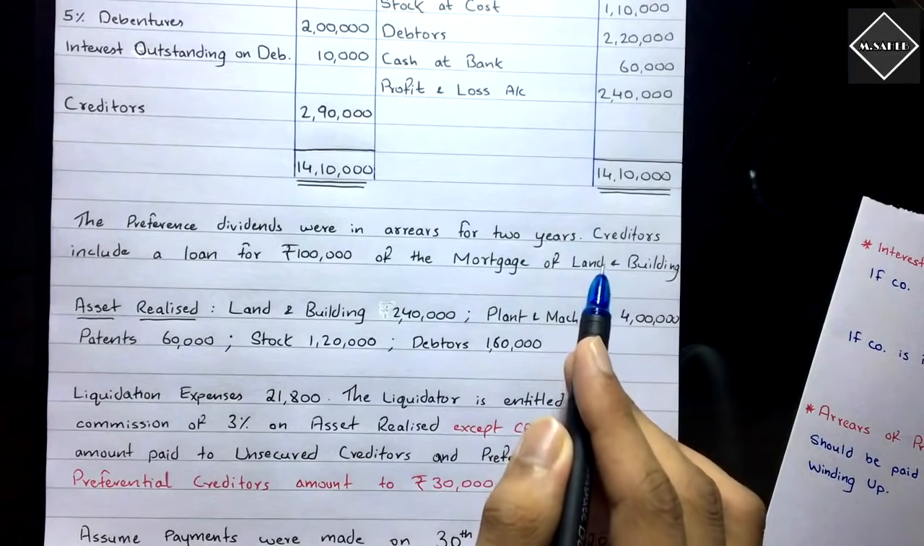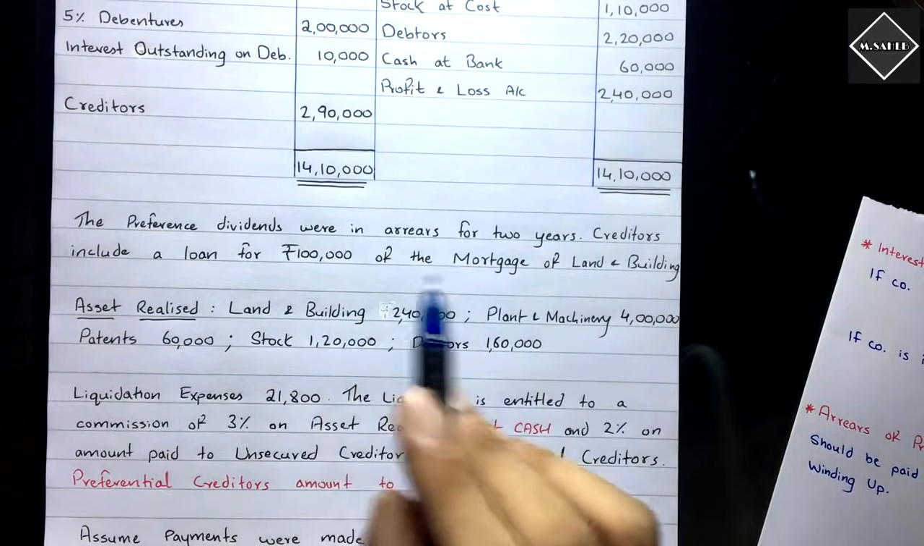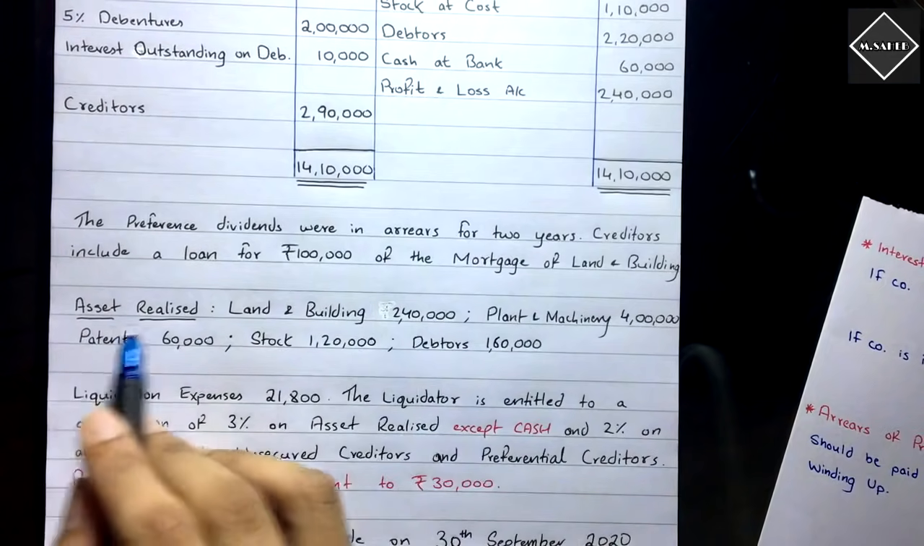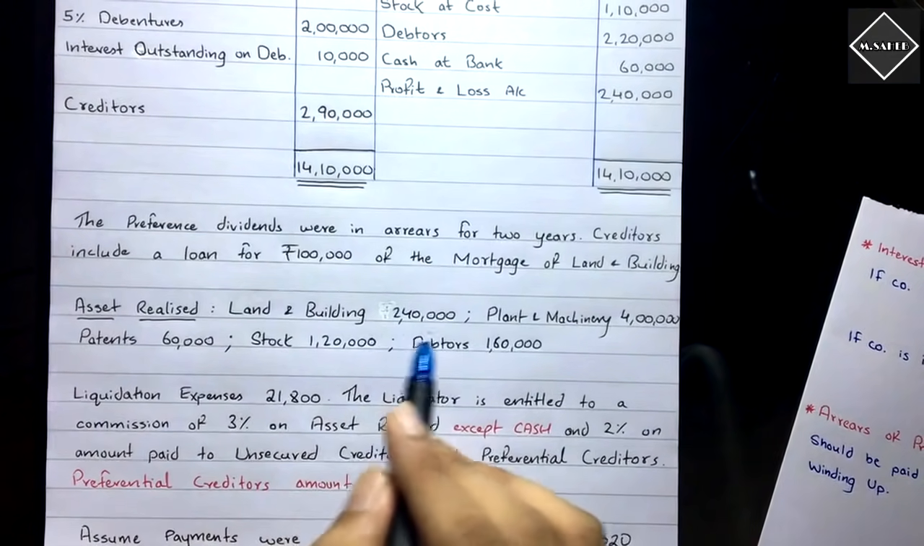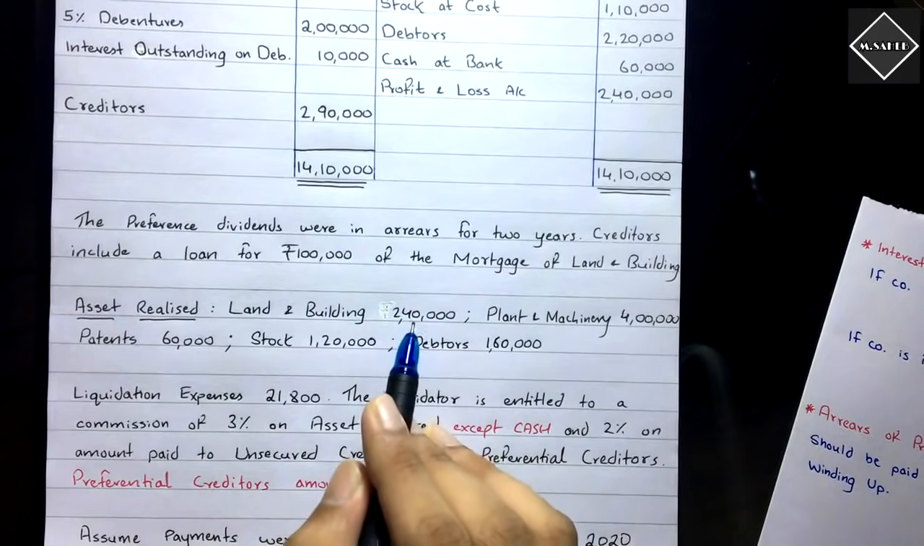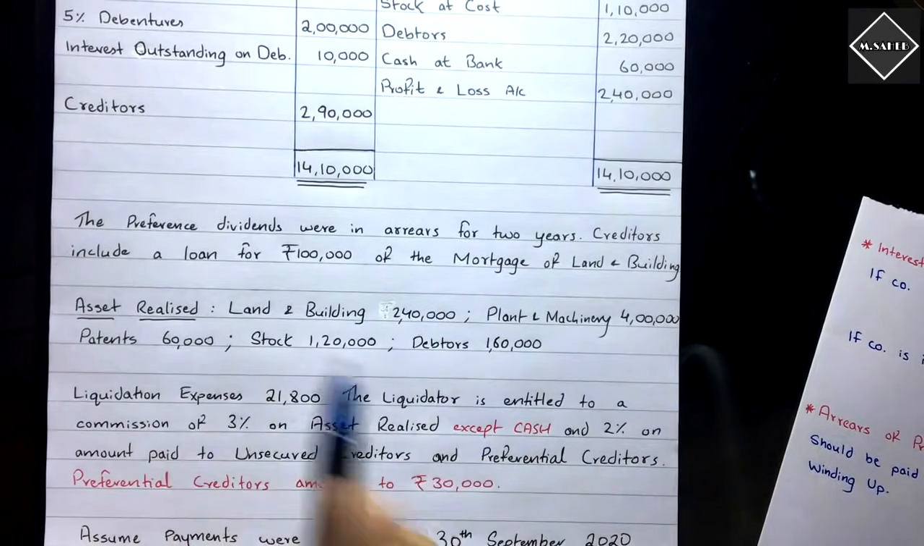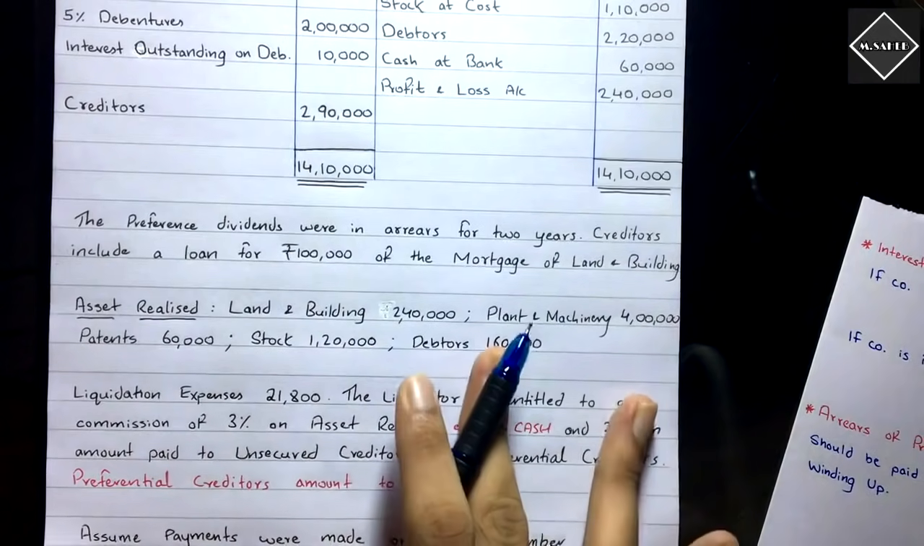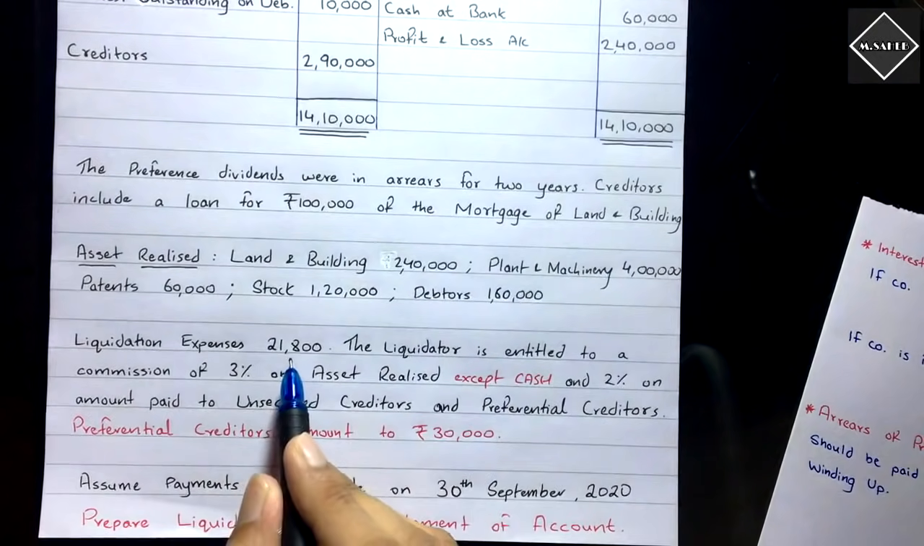So we have to take this on the receipt side, as surplus realized from securities. Then assets realized are given, starting with land and building. At this amount land and building has been realized, so we have to take this in that surplus. Fine. And then plant and machinery, patents, stock, debtors. Then they have said liquidation expenses are 21,800.